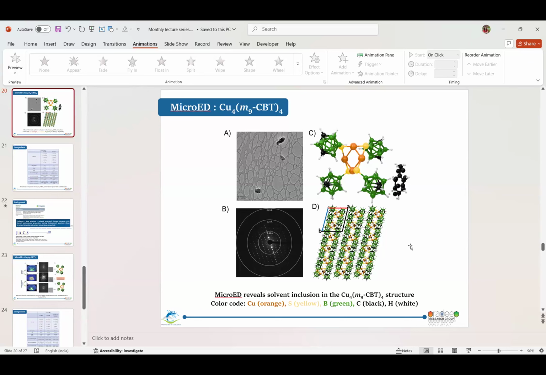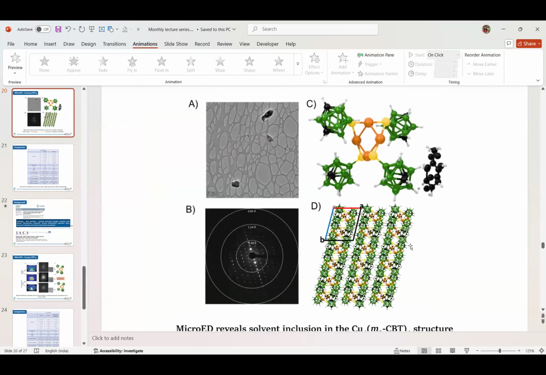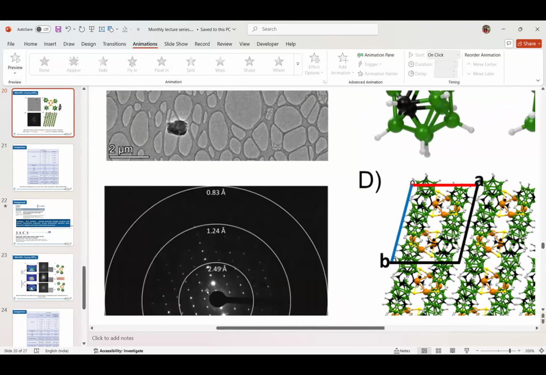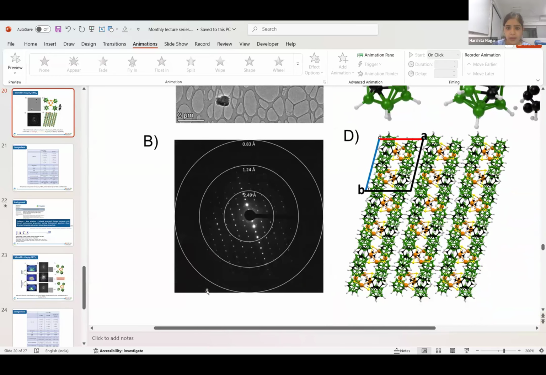This is the thing, like two atoms. You are seeing the spots of the atoms, right? That 2.49 Angstrom is the distance from the center to that particular atom, the spacing you were telling about. This is what you are seeing.